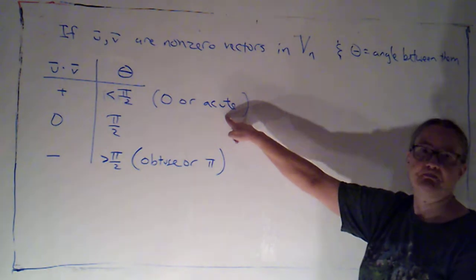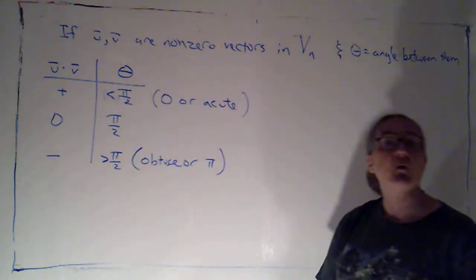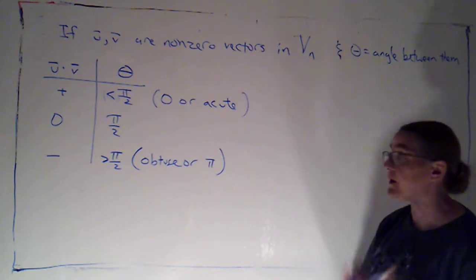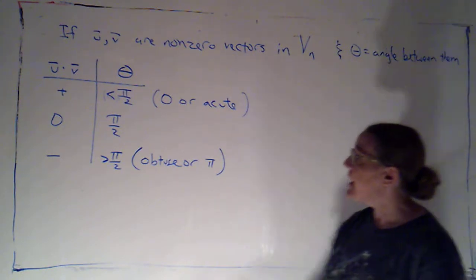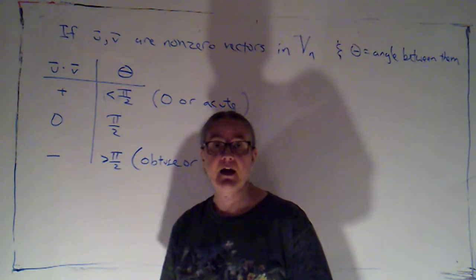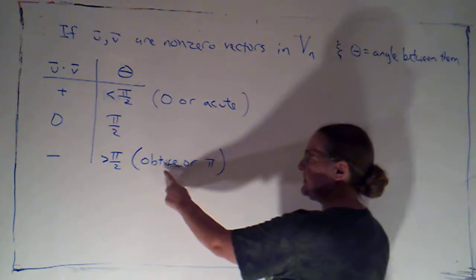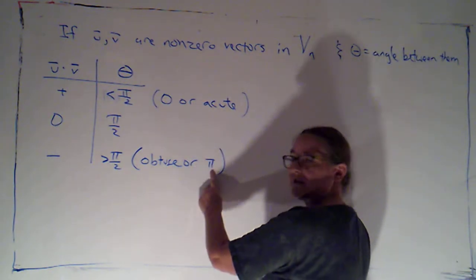or acute. If the dot product is 0, the angle between them is going to be pi over 2, so that they're perpendicular to each other. And if the dot product is negative, the angle between them is bigger than pi over 2. And again, because the angle is restricted to be between 0 and pi, that means it's either an obtuse angle or it's the straight angle pi.